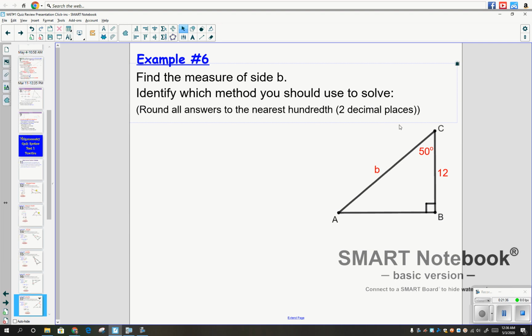Example number 6. Is it a right triangle? Yes. Do I know two sides and want to find the third? No. So I'm going to end up using SOHCAHTOA. So what's the question? What's my reference angle? Which angle do I know the measure of? 50 degrees. That's my reference angle.